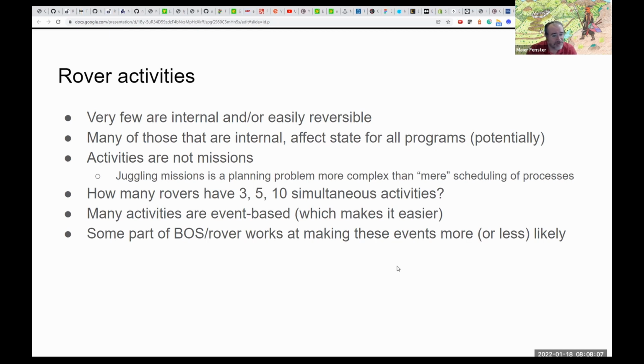So 2 interesting things. One, these are not activities. It's not something happening now while the rover is working. It's a plan the rover has. And second, juggling these missions is much more complicated than scheduling of processes on a computer.